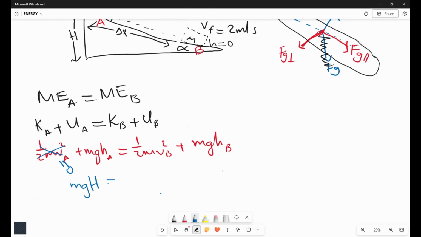We are not substituting. I won't be doing any calculations. I'm just explaining the concept. Then half mv squared at B. At B, we have a velocity, so it's going to be half mv squared at B. You'll substitute the value you have here. Plus this is going to be equal to 0. Why am I saying it's equal to 0? Because our height at point B is equal to 0. So everything multiplied by 0 is 0. No need to write this.